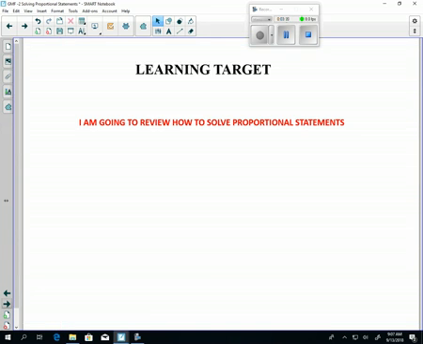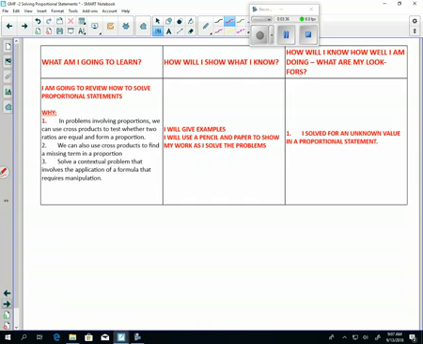Okay, so now we're going to look at how to solve a proportional statement. And proportional statements generally mean that they are equivalent. Whenever you see them, there will be an equal sign. Equal signs mean one side is equal to the other. So we're going to look at how to solve it, because sometimes we'll have problems involving proportions or ratios, and we need to know how to solve them when they have this equality.